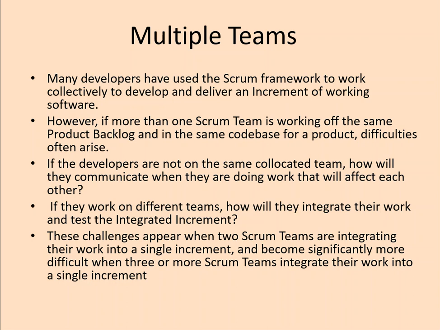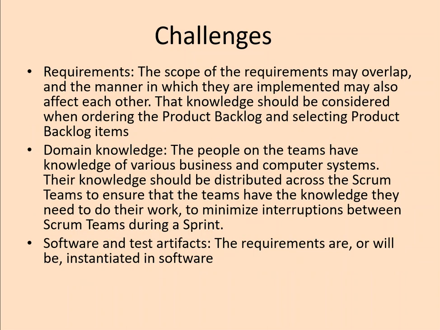These challenges appear when two Scrum teams are integrating their work into a single increment and become significantly more difficult when there are more than three or four teams. So these are the challenges that we have. When it comes to the requirements, the scope of the requirements may overlap and the manner in which they are implemented may also affect each other. The ordering of the product backlog and selecting the product backlog items, all this knowledge should be considered.